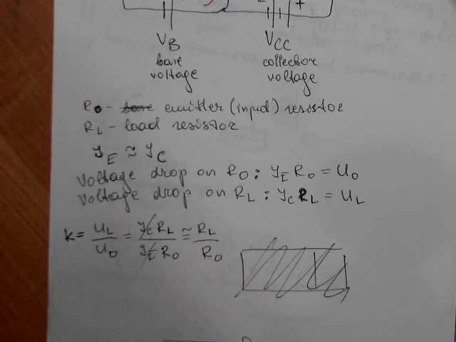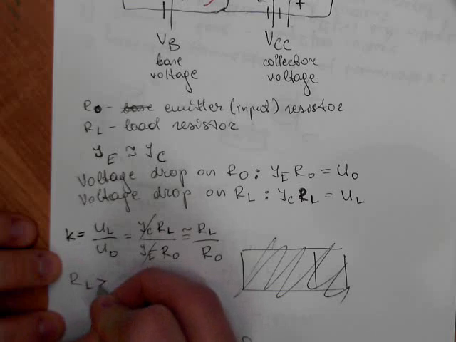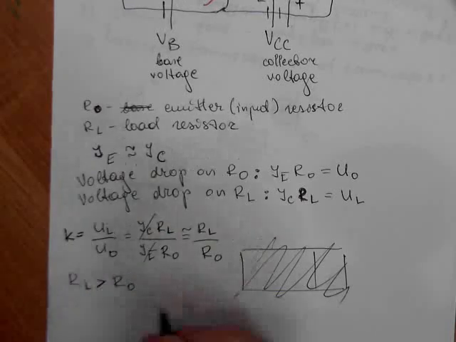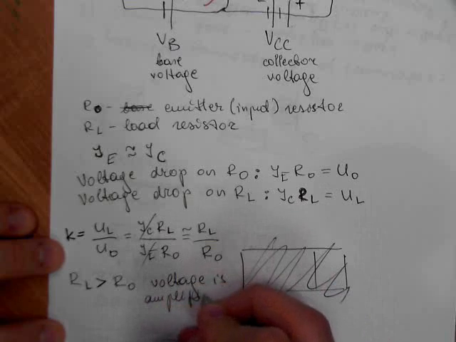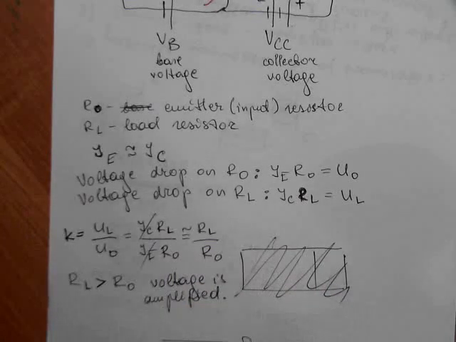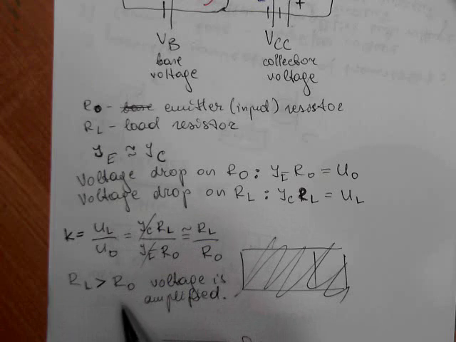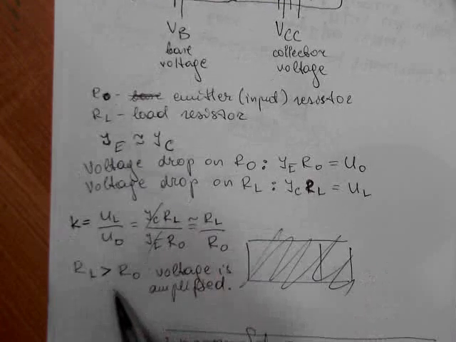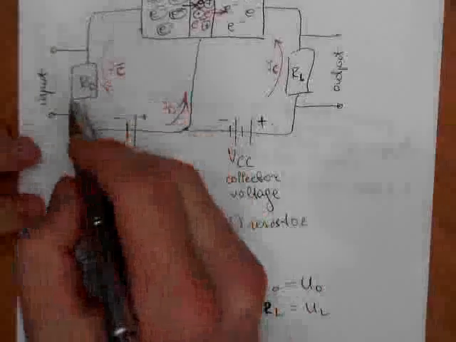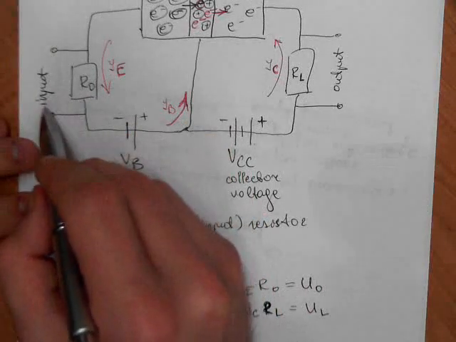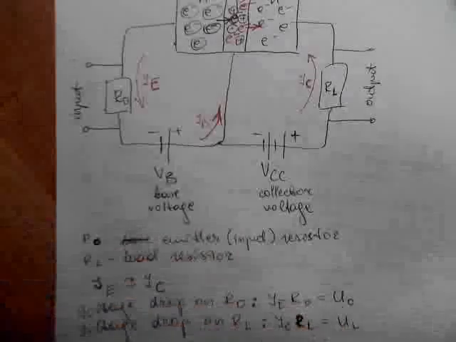So when RL is adjusted to be much greater than R0, voltage is amplified. We get the voltage gain, and as this ratio of RL and R0 is increased, so it means that RL is adjusted to be higher compared to R0, we get a higher voltage gain. Input voltage is given here, output voltage is measured here. So this is how the transistor works with common base configuration.